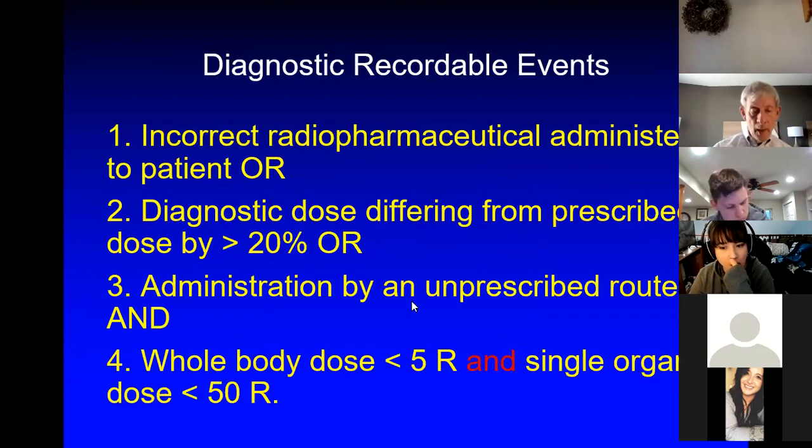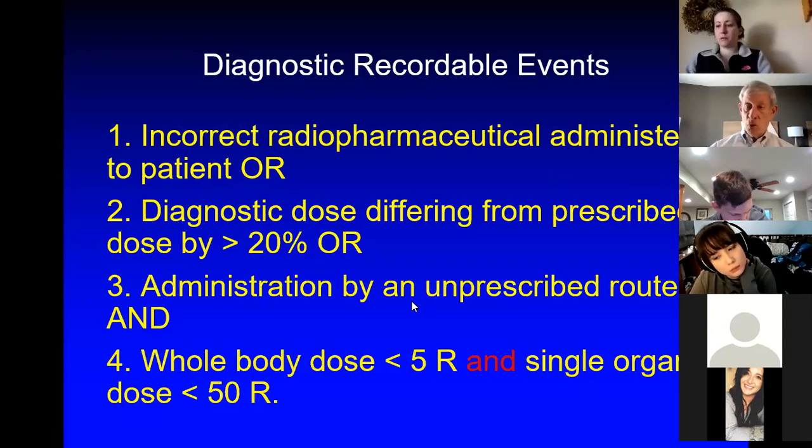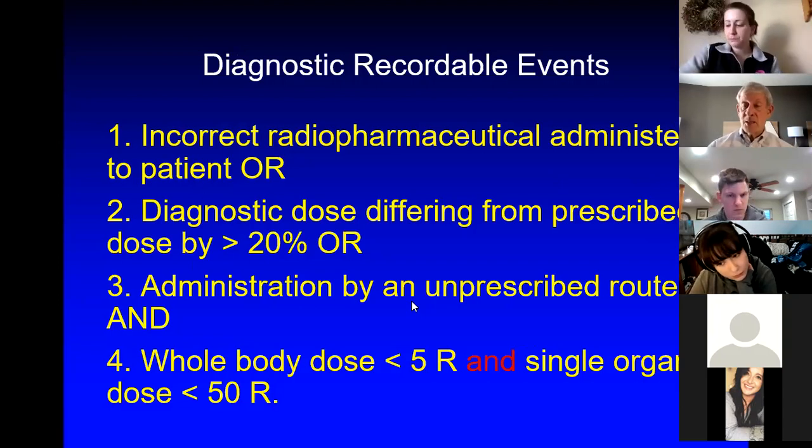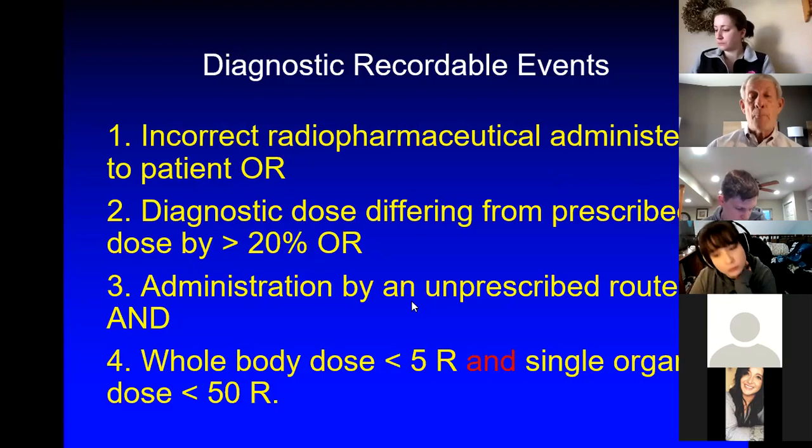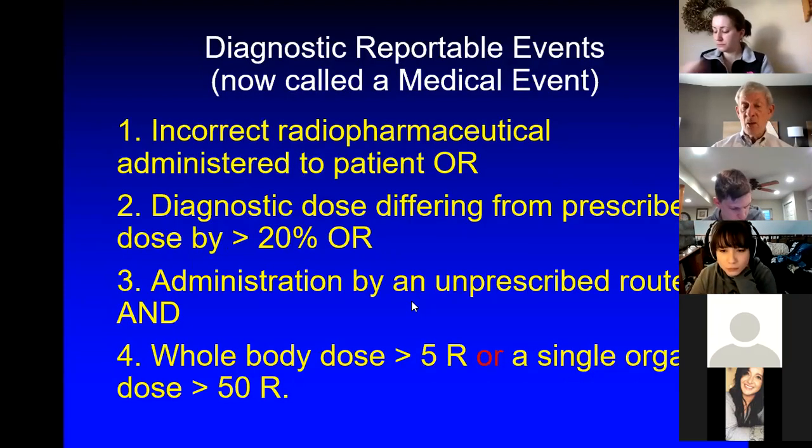Take a look. Look on the very bottom. If the whole body dose is less than 5 rems, that's your MPD whole body for the year, and no single organ picked up 50 rems, that's your MPD for the year, then that, as bad as it might sound, is still a recordable event and not a reportable event. However, if either one of those was exceeded, if either the whole body dose was greater than 5 or a single organ dose was greater than 50, that would be reportable.